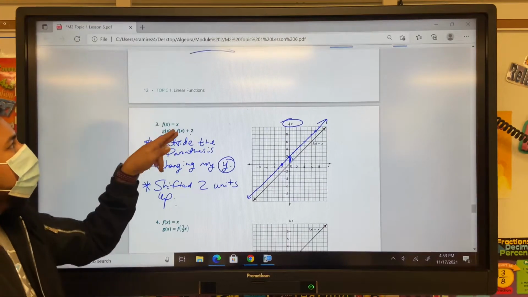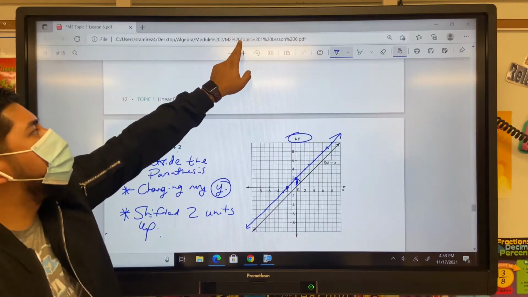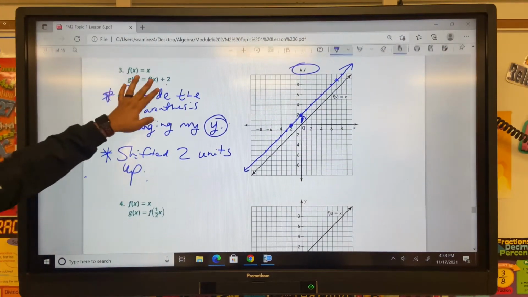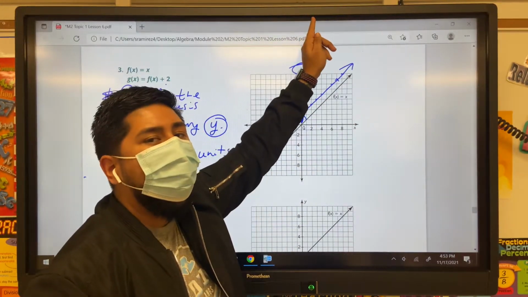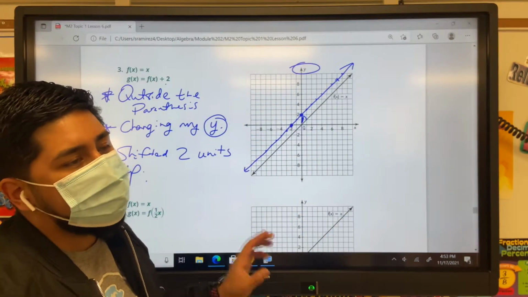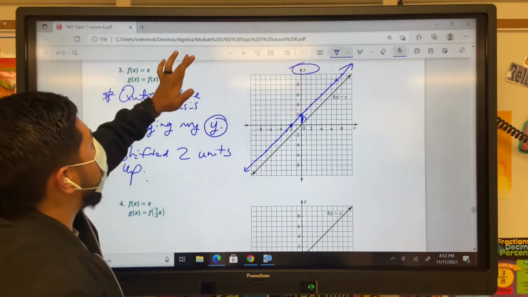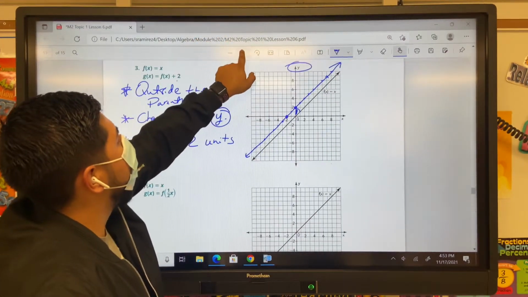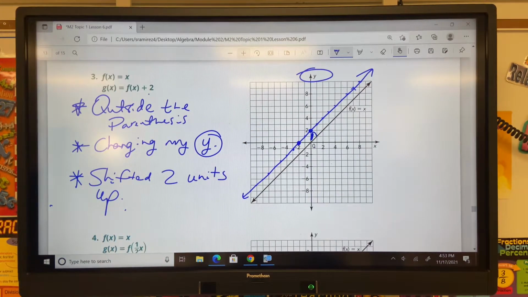But because our 2 is outside the parentheses, I can definitely see that it's changing in the y-axis, which is going up. If it was minus, going down. If it's in the parentheses, then we can make the assumption that it went to the left. Moving on. Sorry, wrong one. Pause if you need to so you can keep going. 3, 2, 1.